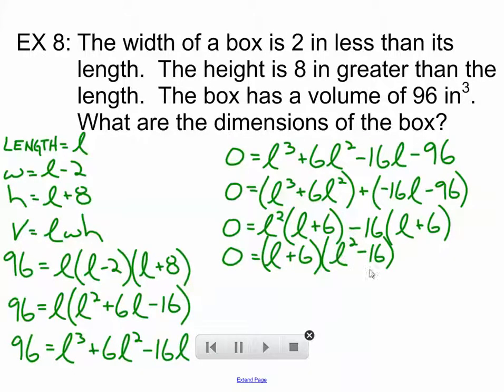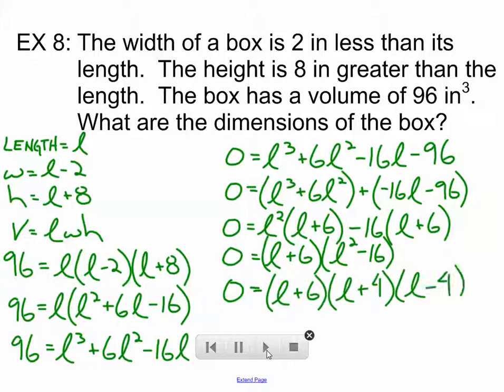Hopefully you're recognizing that this second factor is not completely factored. That's the difference of squares. So, another step. There's our L plus 6. But L squared minus 16 is L plus 4 times L minus 4. Okay. Now I'll use the zero product property to solve this. Get 3 solutions. Negative 6, negative 4, and positive 4.